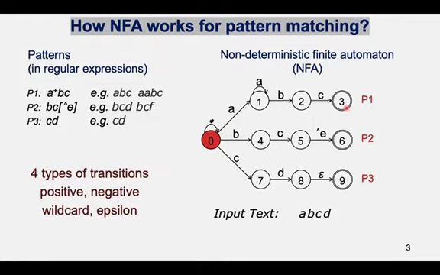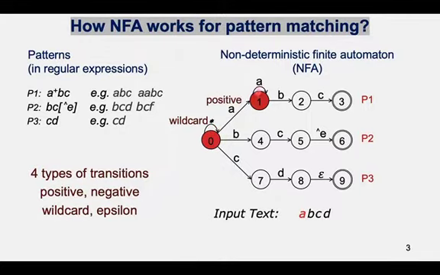First, the initial active state is state 0, and the first input symbol is A. We see that A matches the transition symbol between state 0 and state 1, so state 1 is activated. This is called a positive transition. We also see that state 0 remains active. This is due to the wildcard transition represented by the asterisk symbol. A wildcard transition indicates that the transition will take place no matter what the input symbol is.